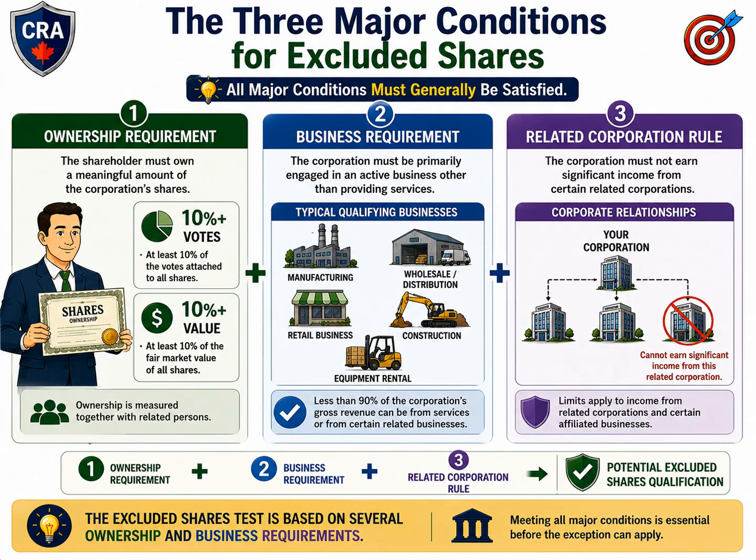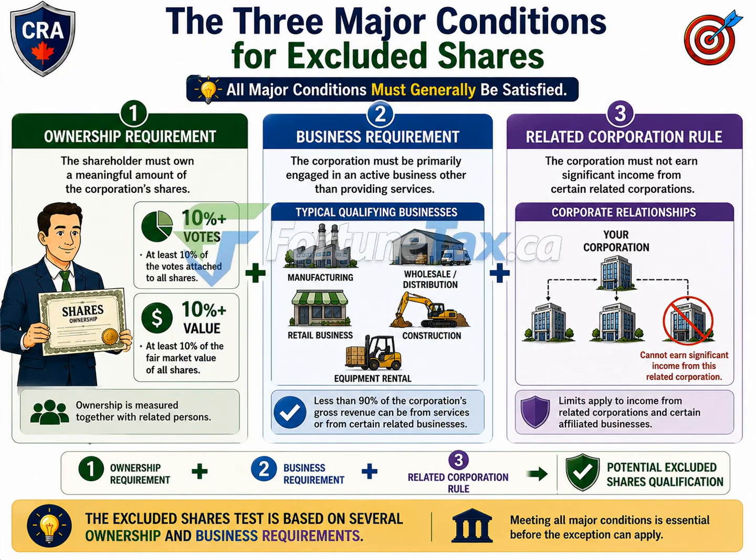The excluded shares test is generally designed for corporations that earn most of their income from active business activities rather than from providing services. Manufacturing businesses, retail operations, construction companies, wholesalers, distributors, and equipment rental businesses are examples of the types of corporations that may be more likely to meet this requirement. The underlying objective is to distinguish between operating businesses and corporations whose activities are primarily service-based.